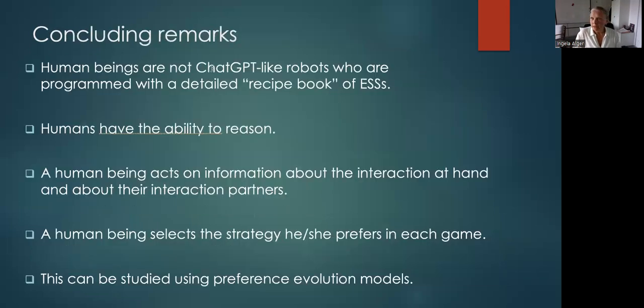So, I'm essentially done. I think that human beings are not ChatGPT-like robots. We are not programmed with a detailed recipe book of ESSs. We have the ability to reason. We act on information about the interaction at hand and also information about the interaction partners. And humans are able to select the strategy that they prefer. And we can study this using preference evolution models.